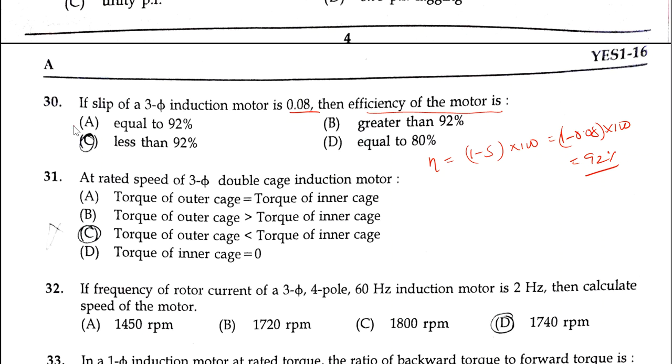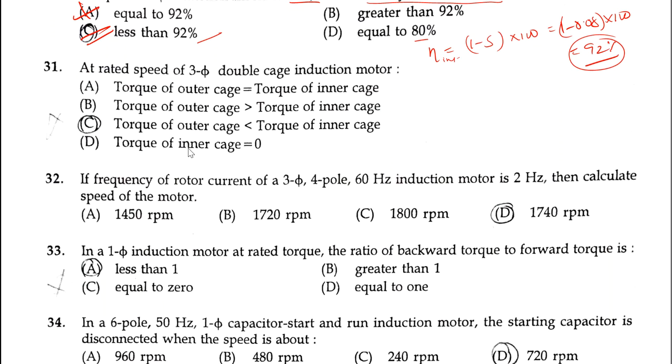Sorry, it equals 92% here. Okay, internal efficiency means... this is internal efficiency, so it will be less than 90% here. Okay, 92%, or it should be less than 80%. Sir, why can't it be equal to 80%? We have the internal efficiency as 92%, which means the overall efficiency will be lesser than this. So the answer will be 92% here, right?